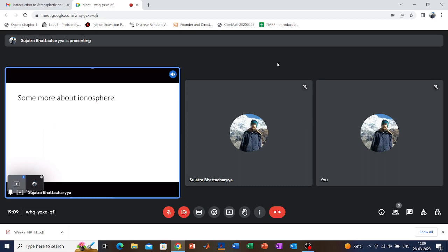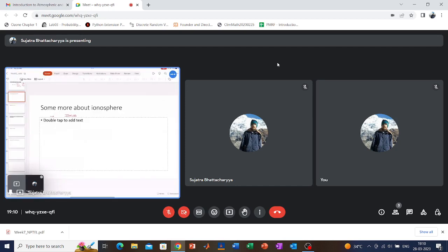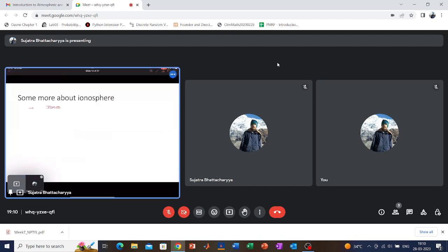Now some more about ionosphere. These things are important. Let me just write it down. So I will write it in very short because I have to go for that Chapman's theory also. It is a large theory also. So ionosphere is more of a quasi-neutral. That means it has both ions as well as neutrals.